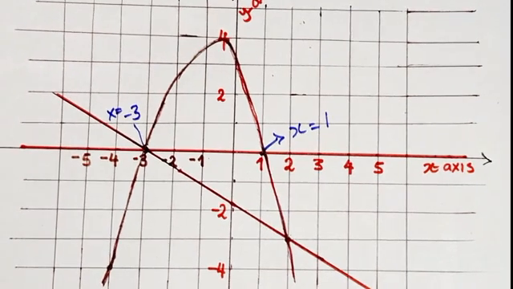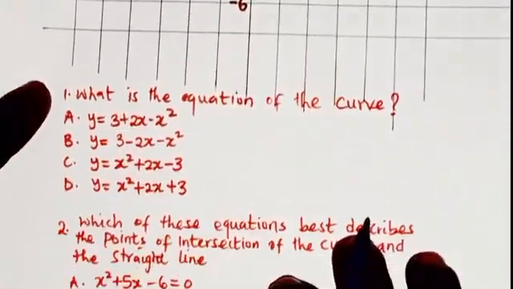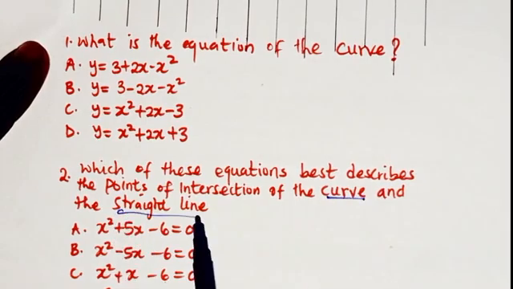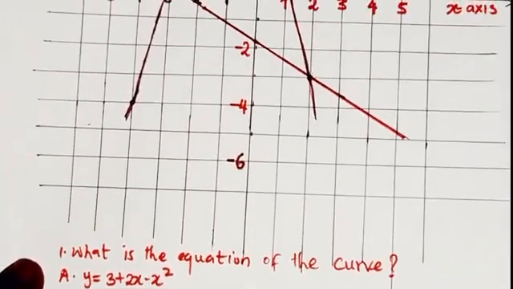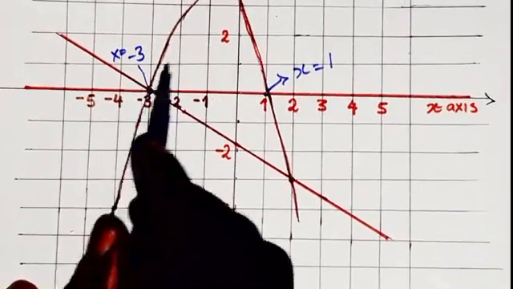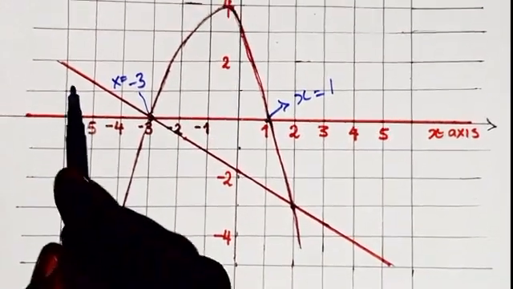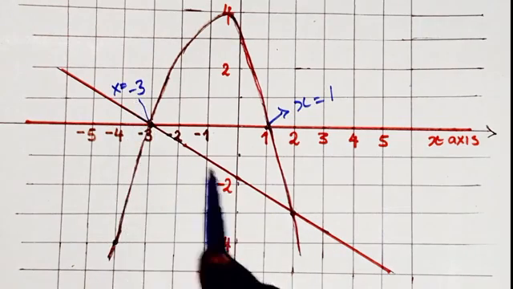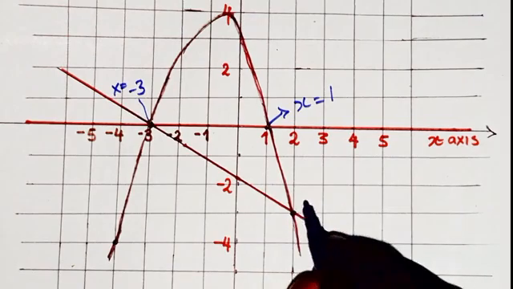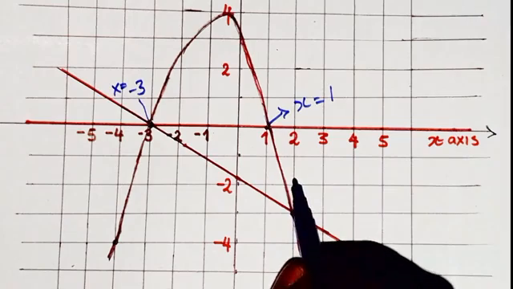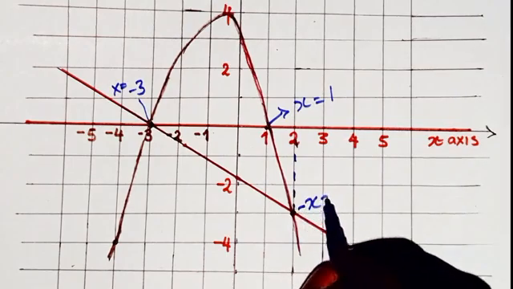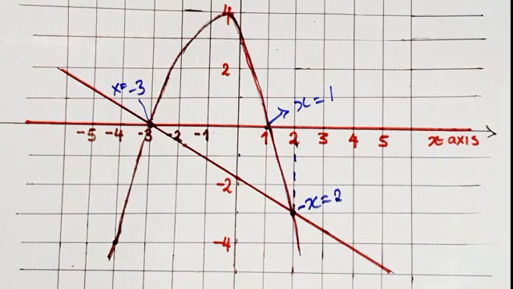And for question 2, which of these equations, we are going to look at the point of intersection between the curve and the straight line. So now we go to this graph. You can see this curve here and this straight line here. So for this place we still have x equals -3, and here, if you trace this x up here, you can see that we have 2. So therefore x is 2. Are you following now?